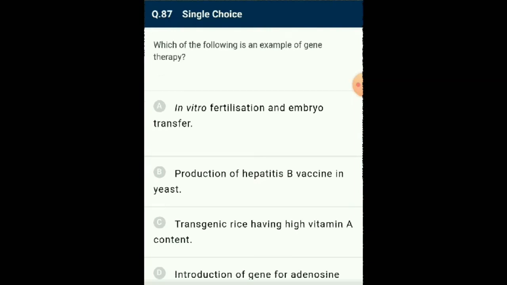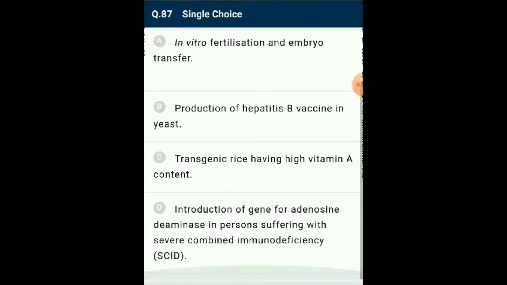Question number 87. Which of the following is an example of gene therapy? Replacement of a faulty gene by a normal healthy functional gene is called gene therapy. Adenosine deaminase (ADA) deficiency can lead to severe combined immunodeficiency. In gene therapy, cells are extracted from the bone marrow of the patient and cultured. Functional ADA cDNA is then injected into the patient's bone marrow. The process is repeated as the cells are short-lived. So the answer is option D, introduction of the gene for adenosine deaminase in persons suffering from severe combined immunodeficiency disease.